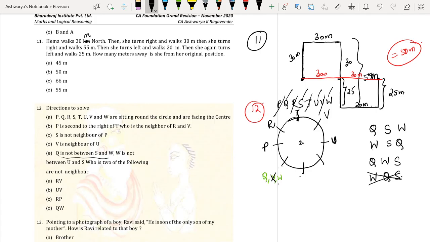This is not possible. Okay. Q is between S and W. This option is not possible. So only these 3 are possible. Okay. Now what else is it saying? W is not between U and S.